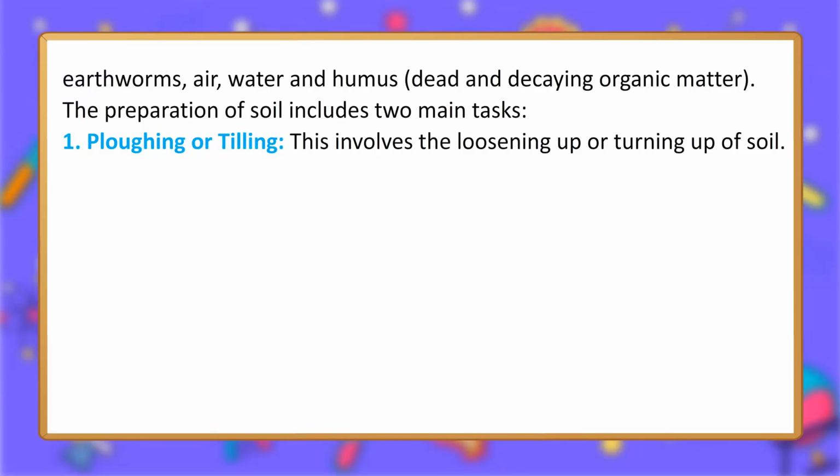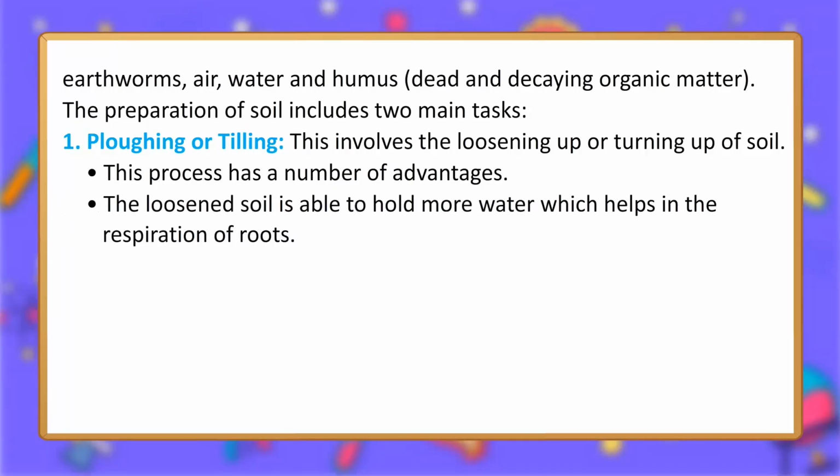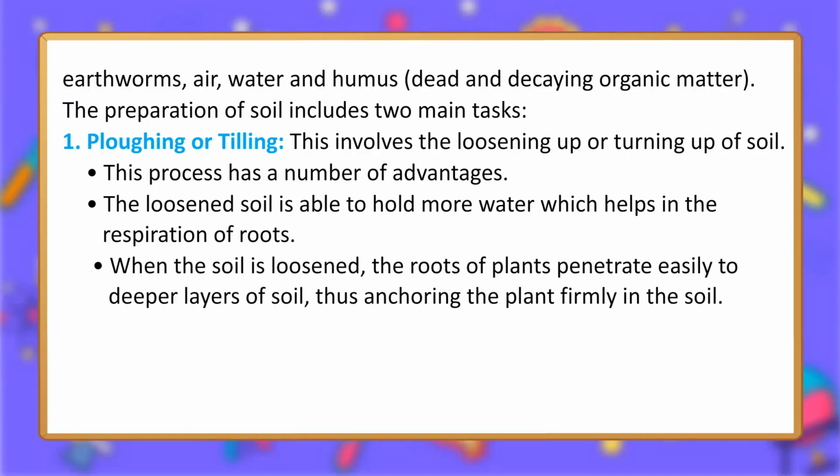1. Plowing or tilling. This involves the loosening up or turning up of soil. This process has a number of advantages. The loosened soil is able to hold more water, which helps in the respiration of roots.